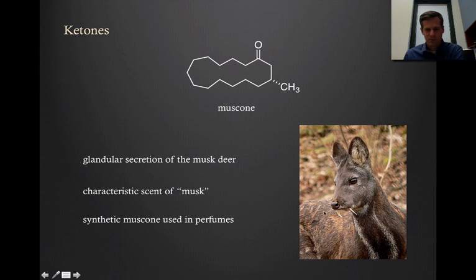What's sort of bizarre about these guys is that they have fangs, right? So it looks like Bambi is dressing up as a vampire or something. But these deer produce this molecule in their glands, and so muscone has this characteristic scent that we call musk. And so muscone is actually very often used in perfumes. But since musk deer are actually endangered, most of the muscone that's used in perfumes is synthetically derived rather than naturally.